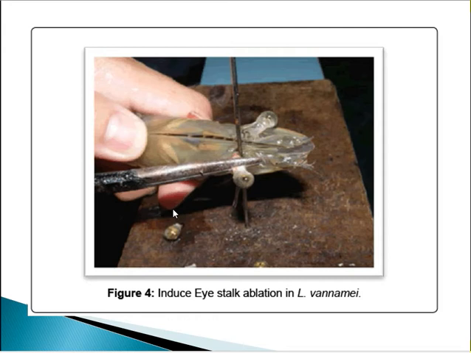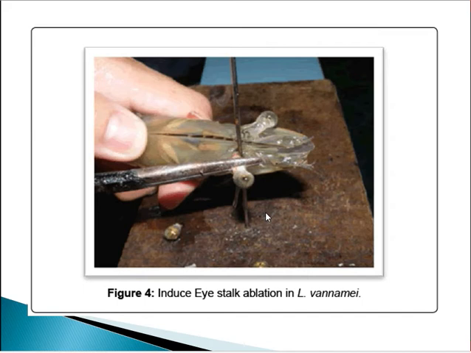This is usually done with the help of an apparatus called the electrocautery apparatus. Usually we remove only one eye stalk, otherwise there will be mortality, because when two eyes are removed, they won't be able to move about or collect food, and that will lead to mortality. So usually during induced breeding, only one eye stalk will be removed. And we go to the transfer.